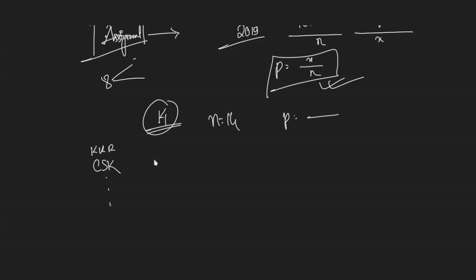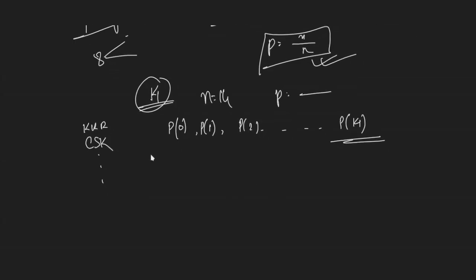You are to find out all the probabilities: probability of 0, probability of 1, probability of 2, and so on up to probability of 14. At the end you can see which team has the highest probability of winning all the games and which team has the highest probability of losing all the games. So that's an assignment for you.